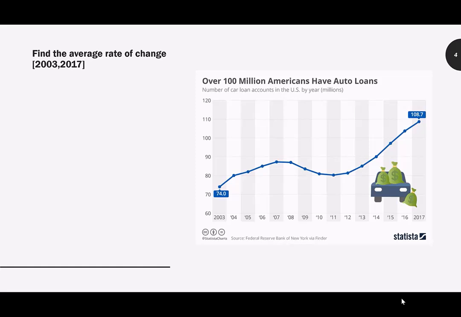Let's start with an example of how car loans have changed over time. This says over 100 million Americans have auto loans. The graph shows the number of car loan accounts in the U.S. by year, and the numbers are given in millions. We'll start by finding the average rate of change from 2003 to 2017.